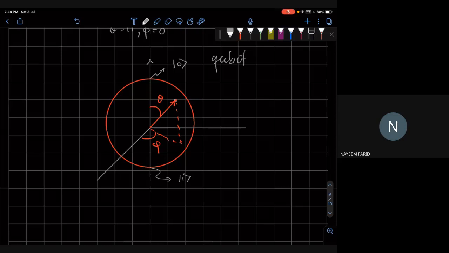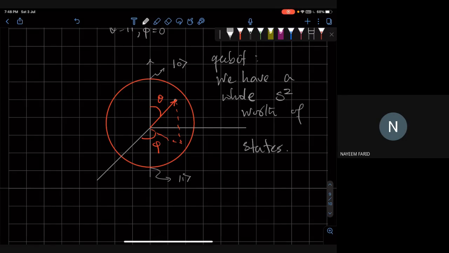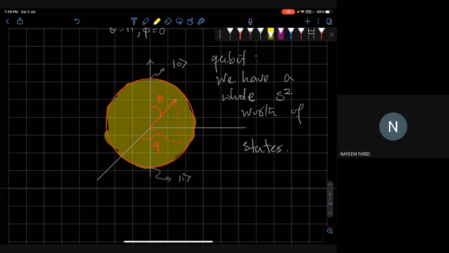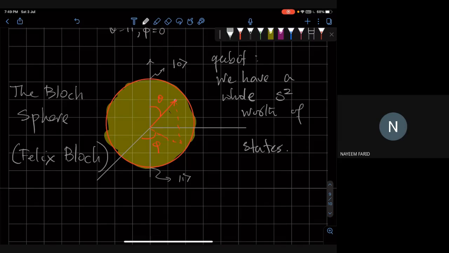So for a qubit, we have a whole S2 worth of states. Actually, we shall see that we have more than that, because we shall see soon that the inside of the sphere also has an interpretation, okay? And that's something we will soon see. And so this sphere, with its inside included, has a name. It's called the Bloch sphere. And it's named after, I think his name is Felix Bloch, the famous Soviet physicist who got the Nobel Prize for NMR, along with Henry Purcell.